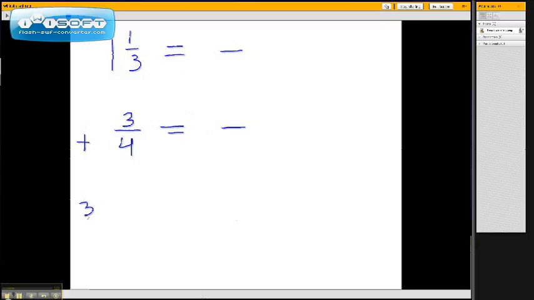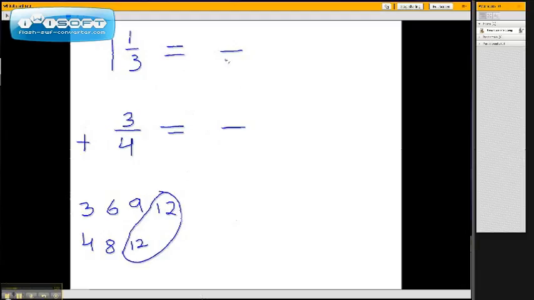So the first denominator is 3, so let's list out the multiples of 3. And then we'll list out the multiples of 4. And we find that the common denominator is 12.